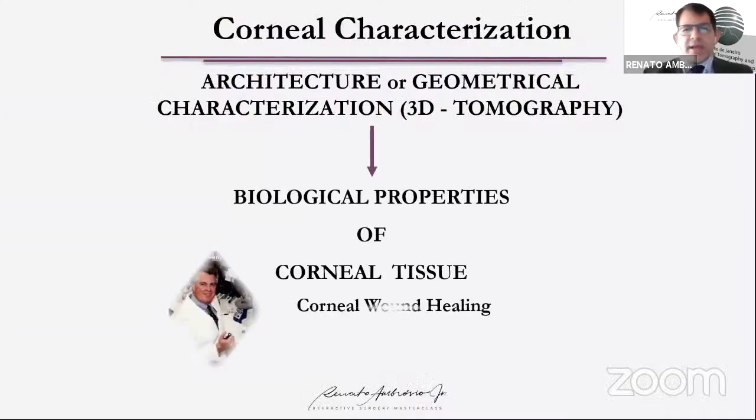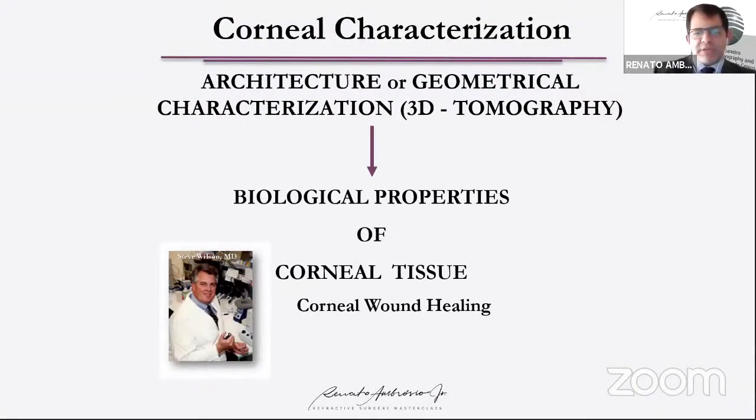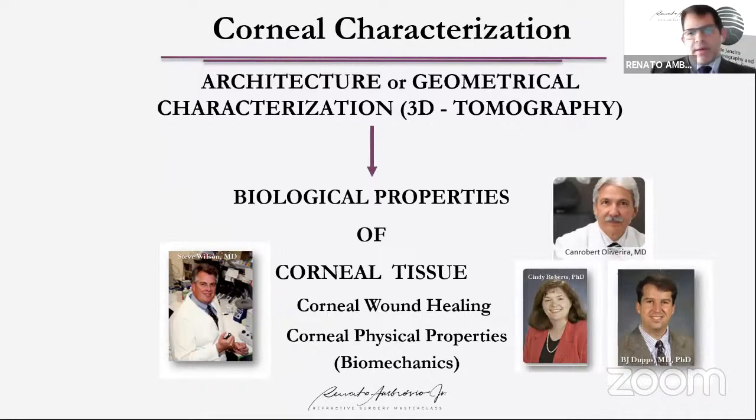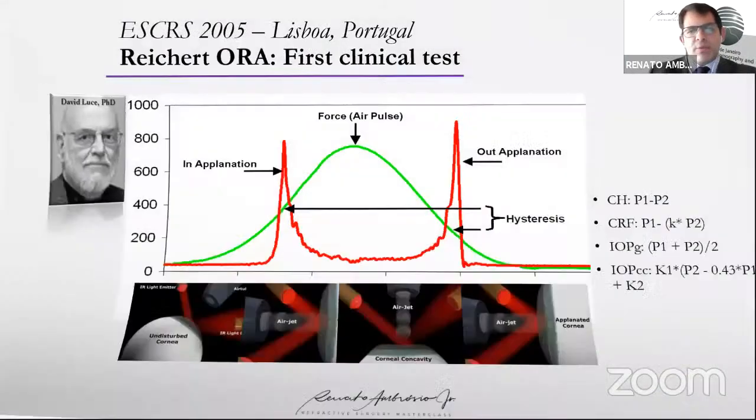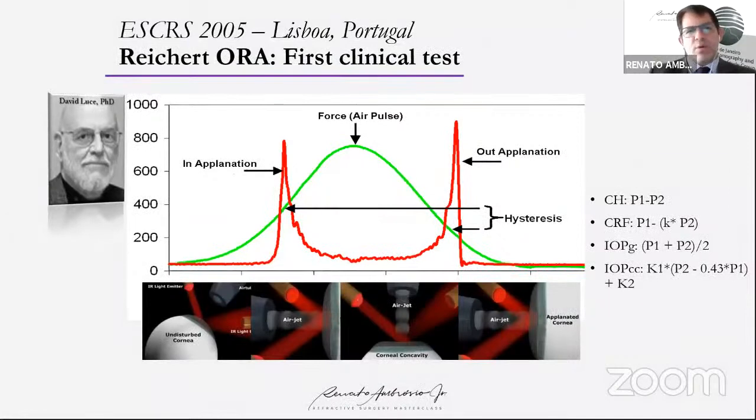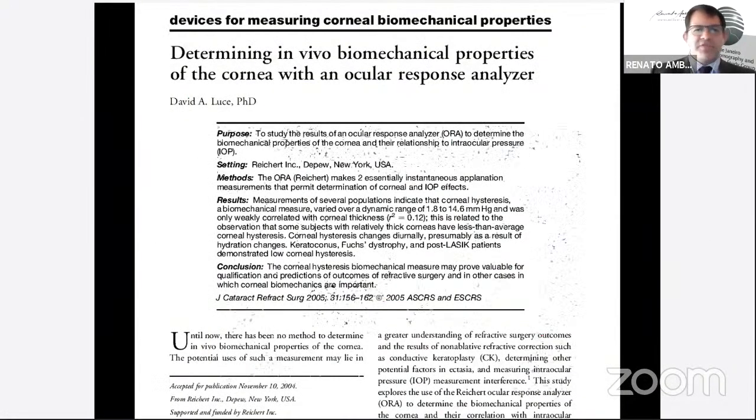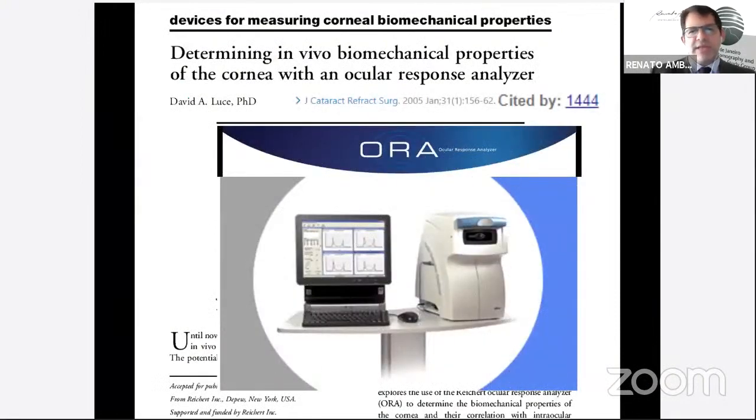So when we think about biomechanical properties, they come with the biological properties. I would say this is related to wound healing, and my good friend Canrobel Oliveira quoted that this is an old exam that never existed since the old times of RK. But we started doing biomechanical measurement in the clinical setting with the ORA, which was introduced at the ESCRS in 2005 by our late good friend David Luce, with the concept of hysteresis, and we started learning a lot about corneal biomechanics. We have this very nice paper from the JCRS, which has over 1,400 citations, on the understanding of biomechanics in this clinical setting.